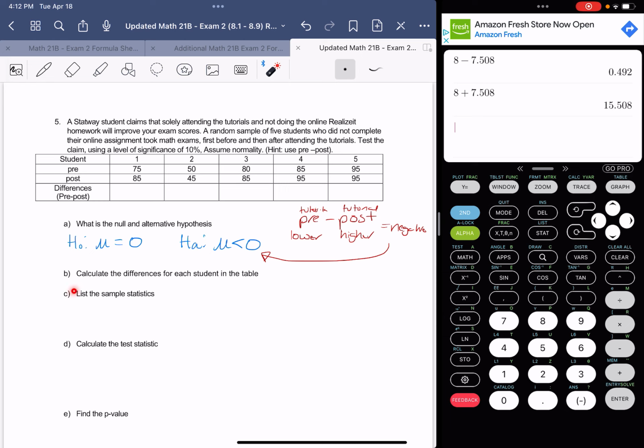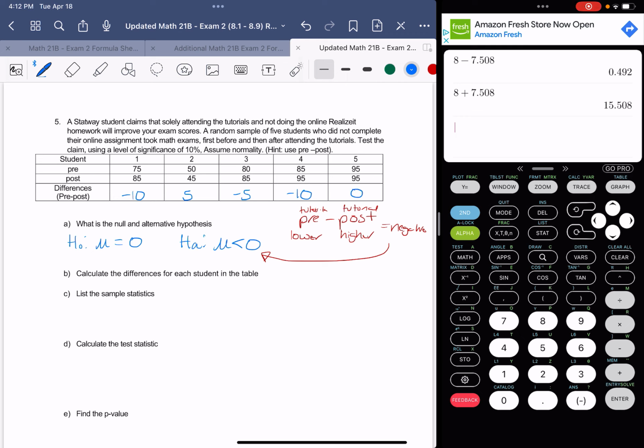Okay. Part B, calculate the differences for each student. And again, be careful with the order. We're doing pre minus post, so pre is the first row minus post, the second row. So 75 minus 85, 50 minus 45, and so on. 75 minus 85 is negative 10. 50 minus 45 is 5. 80 minus 85 is negative 5. 85 minus 95 is negative 10. 95 minus 95 is 0. Okay. Any questions there?